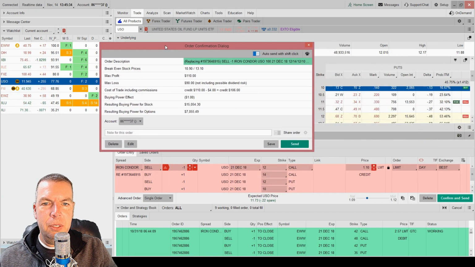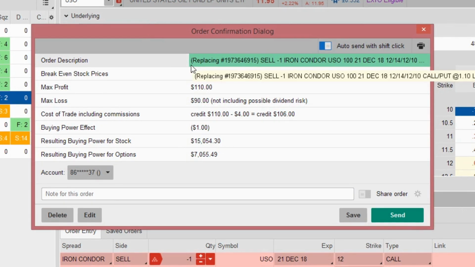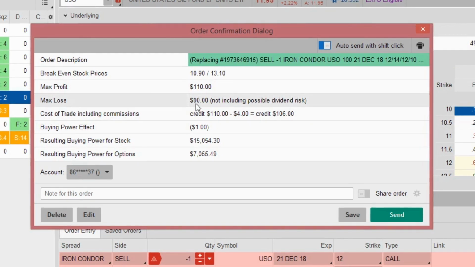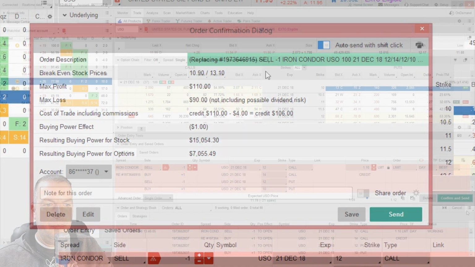We'll make sure that this looks good. Again, now we're going to be replacing the current trade that we already have set at $1.11. We're going to be making it for $1.10. And of course, our max loss now has gone up by $1 because we're accepting less on this credit. So our max loss has gone up by 1.